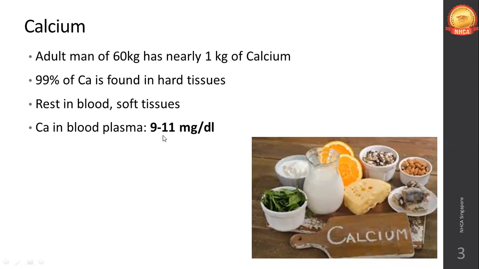Wherever muscle contraction is required, calcium is required there. 99% of calcium is found in hard tissues, for example your skeletal system, your bones, your teeth. The rest of it is in your blood and soft tissues. Calcium present in the blood plasma should be in the normal range, 9 to 11 mg per deciliter. When you do the blood test, your normal calcium range should be around 9 to 11 mg per deciliter.